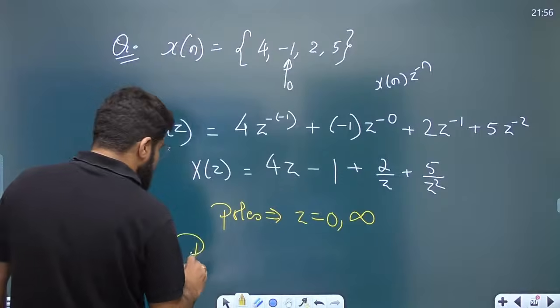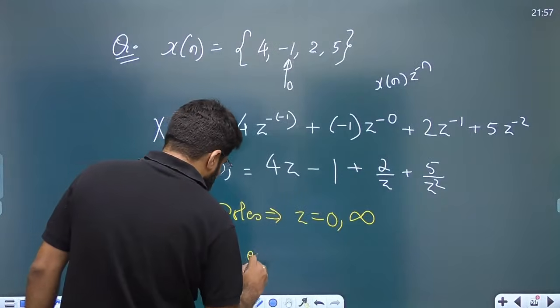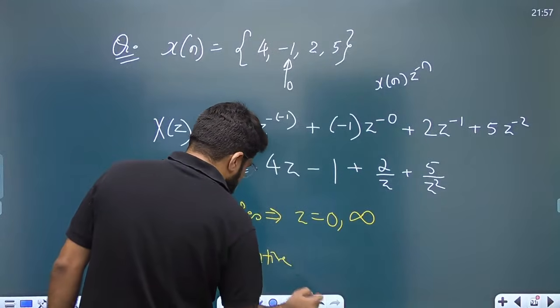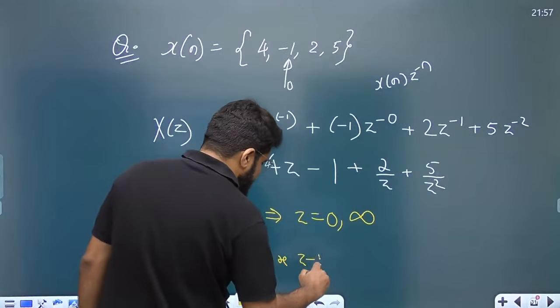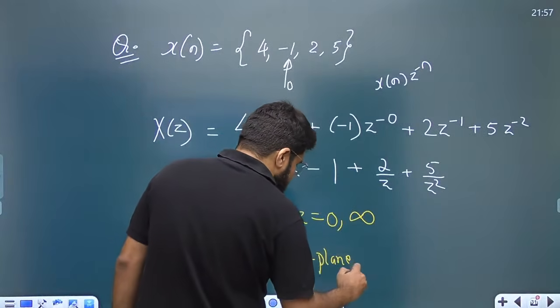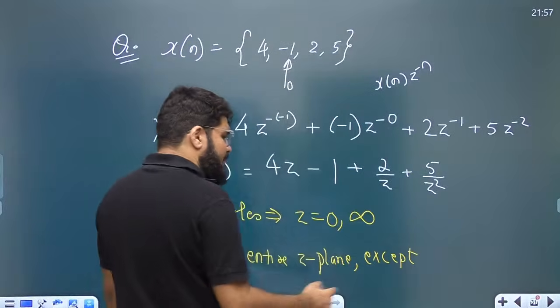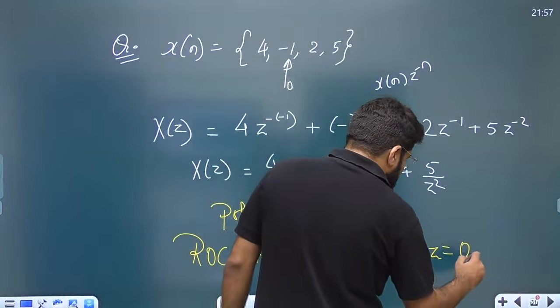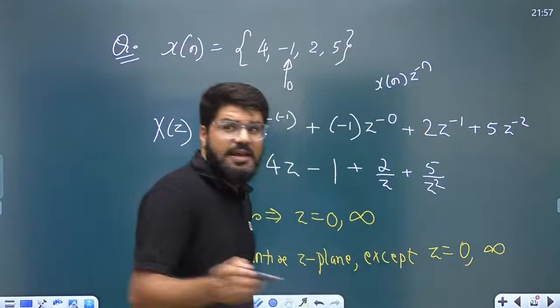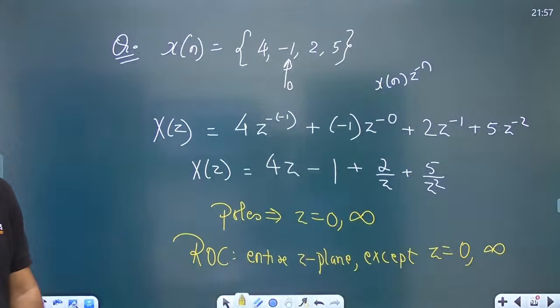So what should be the ROC, sir? What should be the ROC once again? Entire Z plane. Entire Z plane except the poles, because it is finite duration. So entire Z plane, but except z equal to 0 and infinity. This time you have to exclude both.